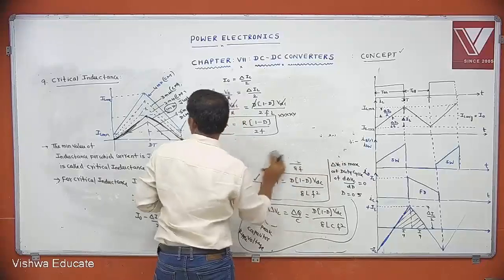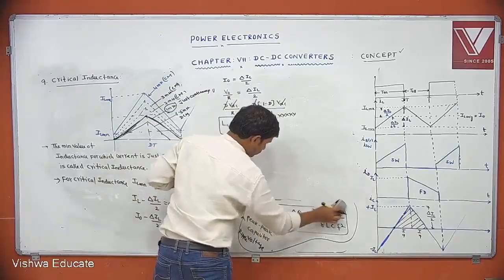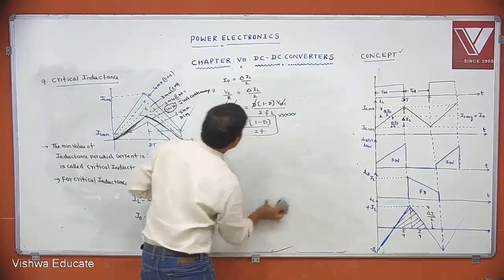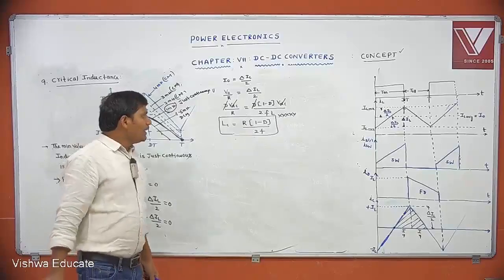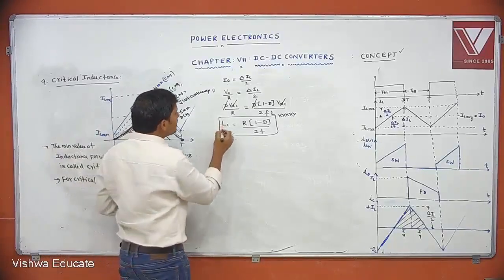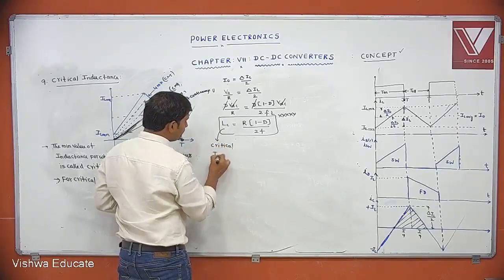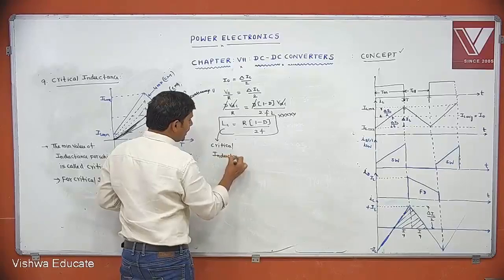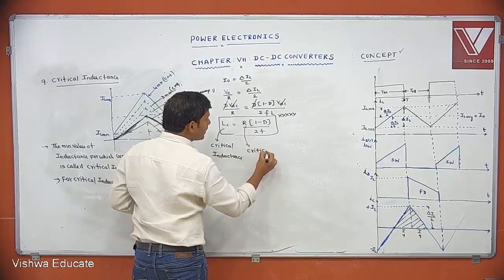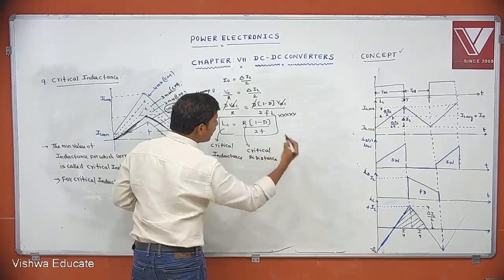Important formula. This is the 9th parameter. Now note it down quickly. The value of critical inductance equals R into 1 minus D by 2F. Corresponding to critical inductance, this resistance is called critical resistance.